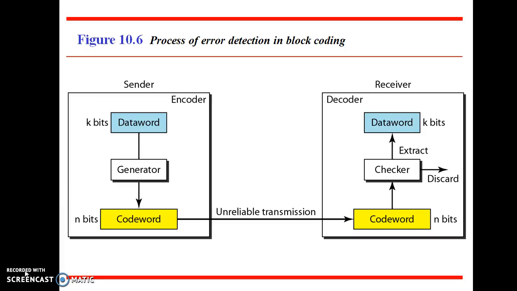And you can see the process of error detection in block coding. The same thing: each k bits of data word will be sent to a generator, where it is going to generate an n-bit code word which includes the redundancy bits. Via unreliable transmission, that code word will be transmitted to the receiver, and then it will be checked by a checker. If the checker gives the correct message, then the data word will be accepted. Else that is considered an error and it will be discarded.